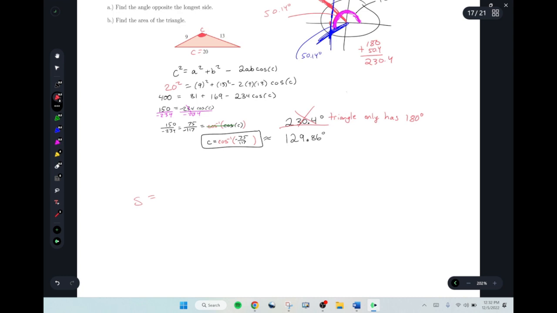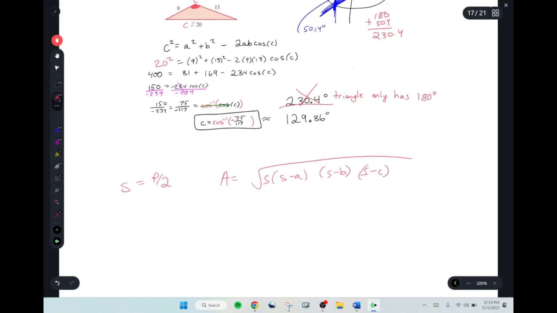The semi-perimeter is the perimeter divided by 2. Then the area based on the semi-perimeter is the square root of S times (S minus A) times (S minus B) times (S minus C). I'm missing something. There are no squares, and there is an S for all those. Yeah, you're right, no squares. That's how I memorized it back in the day. But you don't need that. We learned that, and then immediately after we were like, but this is better.